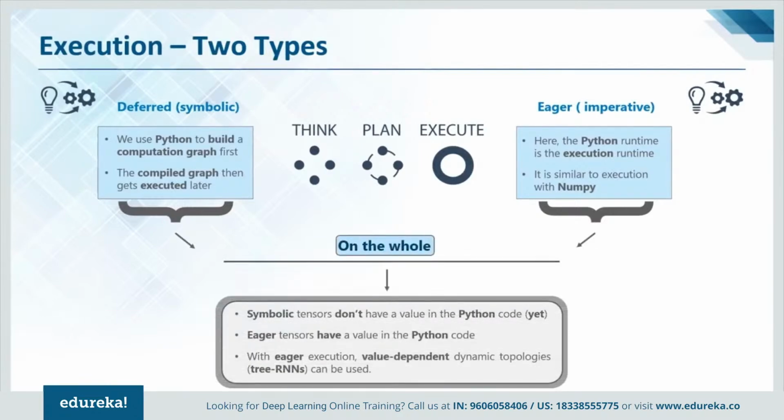So on the whole, here is a quick note. Symbolic tensors don't have a value in the Python code as of yet, but eager tensors will have a value in the Python code. And with eager execution, we make use of a type of recurrent neural networks called trees. So guys, it is basically a value dependent dynamic topology structure. So what are you guys thinking about Keras at this point? Well, it is actually really easy to grasp, guys.